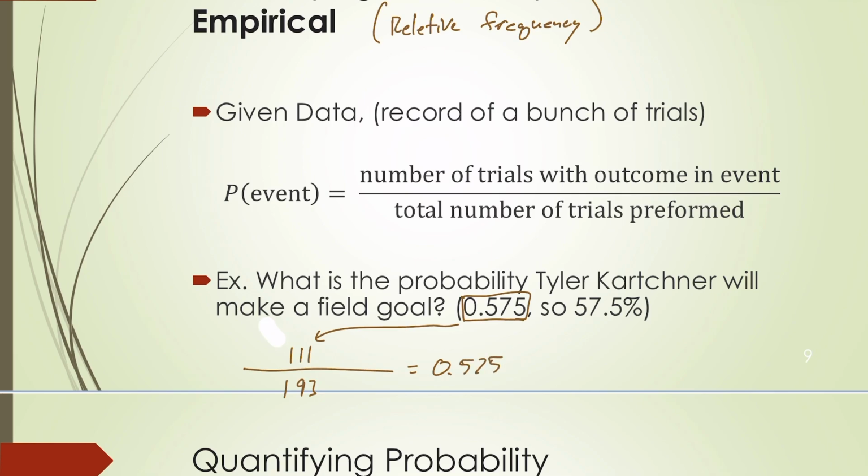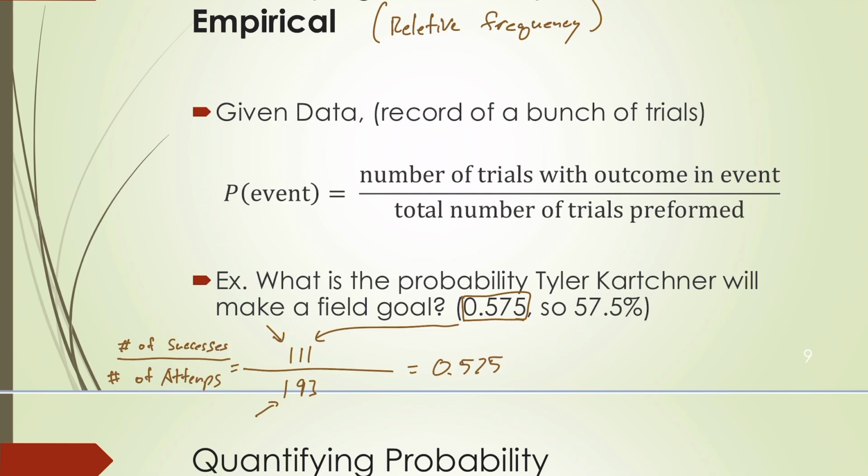So this right here is the number of trials with the outcome in the event. The outcome was scoring points. And this right here is the total number of times that trial was performed. So if Tyler attempts to make a field goal, there's a 57% chance, 57.5% chance that he'll score some points.